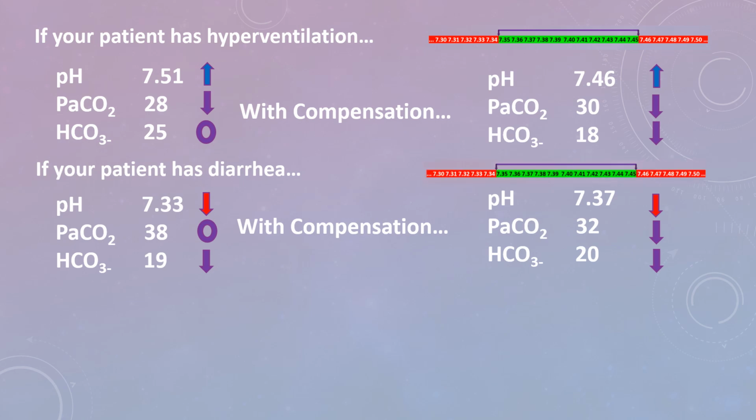I look at the graph to determine if it's full or partial compensation. With a pH of 7.37, it is fully within the lines. It's full compensation.